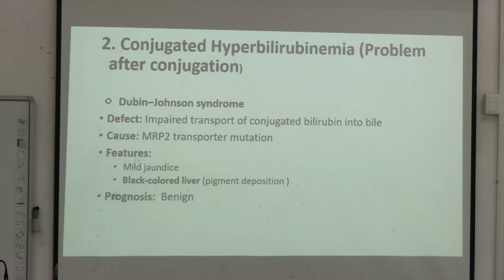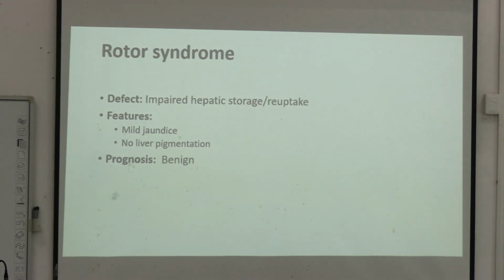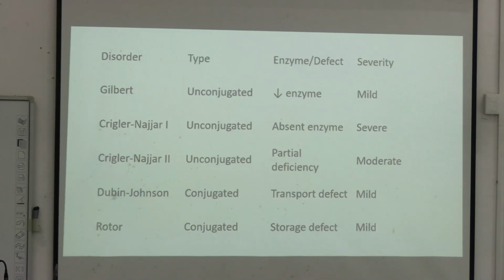Then Rotor syndrome. Defect: impaired hepatic storage or reuptake. Features: mild jaundice, no liver pigmentation, prognosis benign. So, Gilbert, Crigler-Najjar and Dubin-Johnson-Rotor.